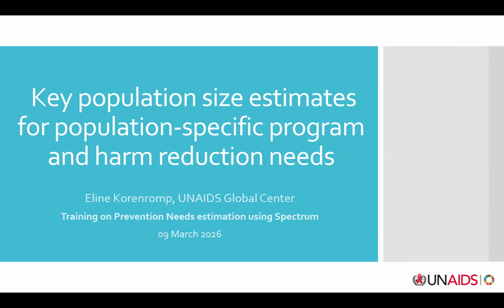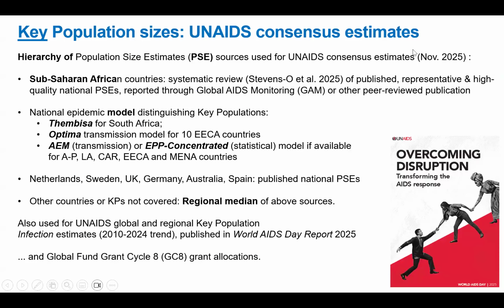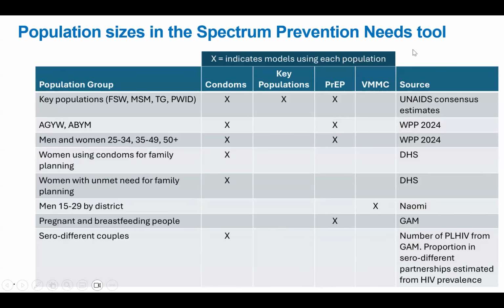Good. So the key population size estimates have been filled into this new tool upfront, using estimates that UNAIDS has compiled from available country data. It's called the UNAIDS consensus estimates. For four key populations we have compiled these: female sex workers, MSM, transgender women, and people who inject drugs.